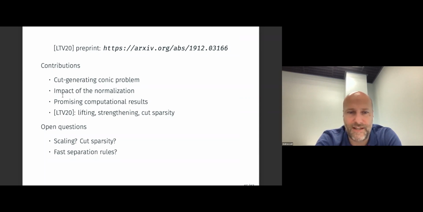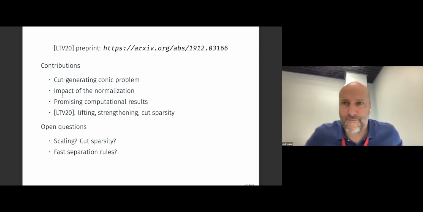We have scaling questions to be looked at; the sparsity and fast separation rules are somehow connected to this facial reduction. On the other end, there is the decision of which type of disjunction you would like to use, which Oktay was pointing out is a very fundamental question. And I think I'm stopping here. Thank you.